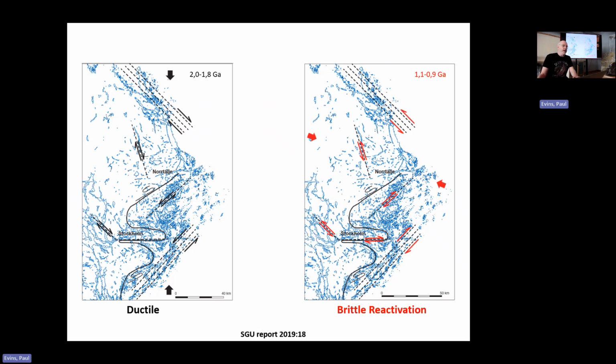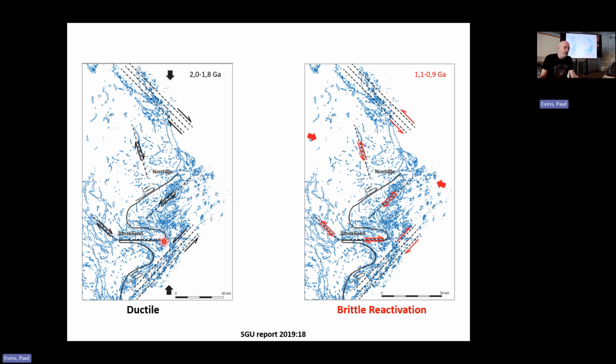As the deformation continued, this north-south compression during the Svecofennian orogeny continued, and as the rocks went into more of a ductile-brittle transition regime, we get these ductile shear zones forming in a conjugate set here. You see the northwestern ones are dextral and the northeastern ones are sinistral during this time period.